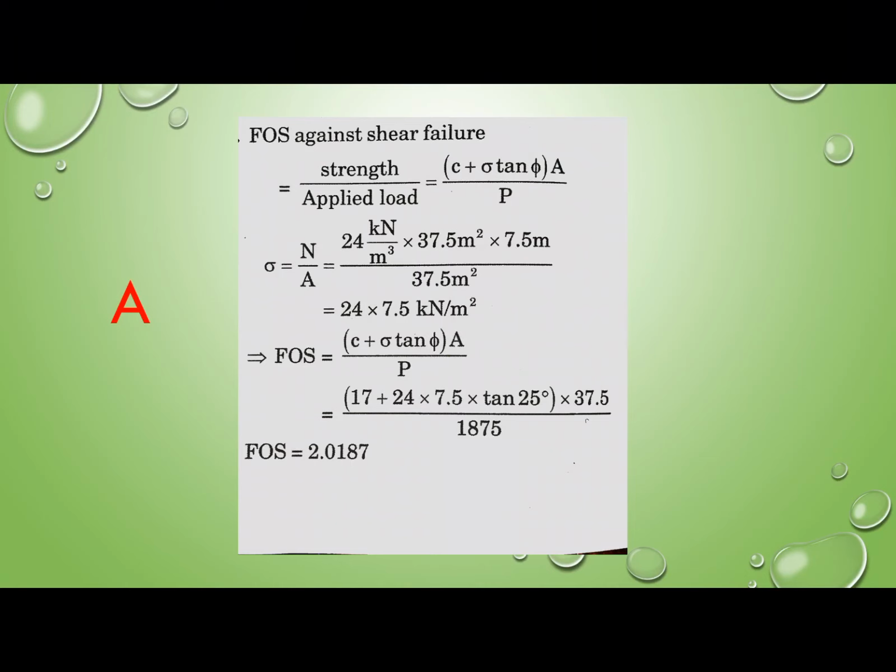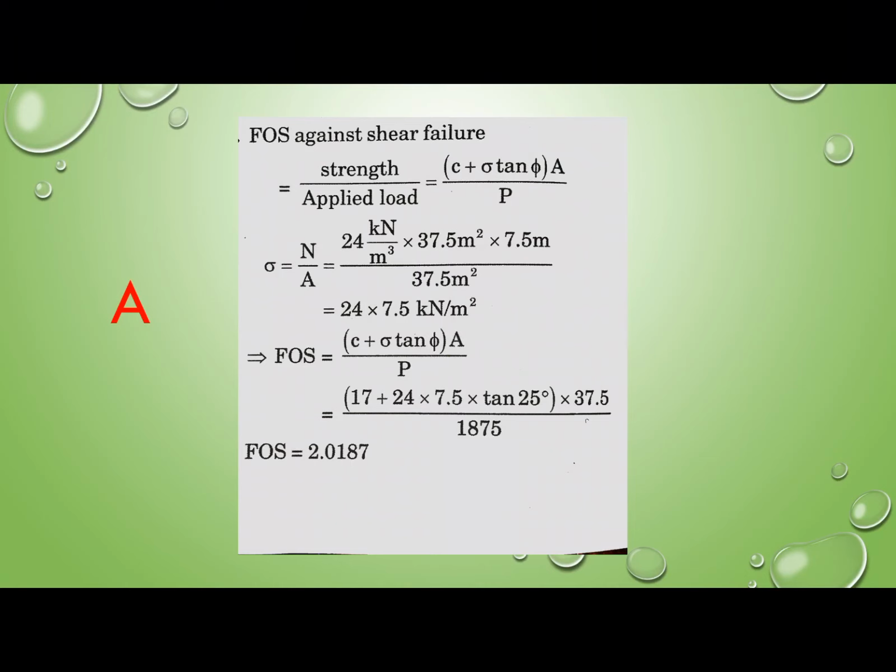So we are finding it by just substituting the values, which is 24 into 37.5 into 7.5 by 37.5. So 37.5 is clearly given in the question as the footprint area of the reaction arrangement on the natural ground, and this 7.5 is given as that height, and 24 is also given in the question as the unit weight of the block. So it's 24 into 37.5 into 7.5 divided by the area, which is 37.5.